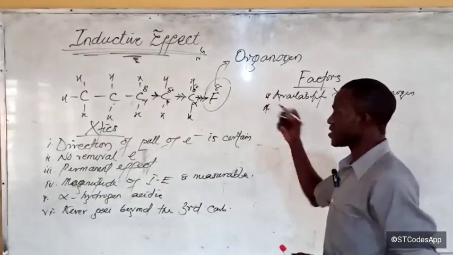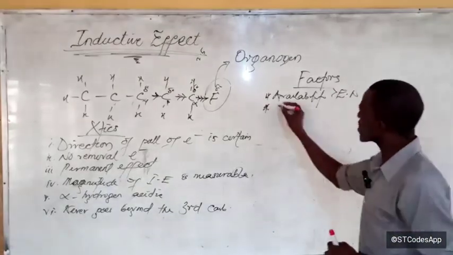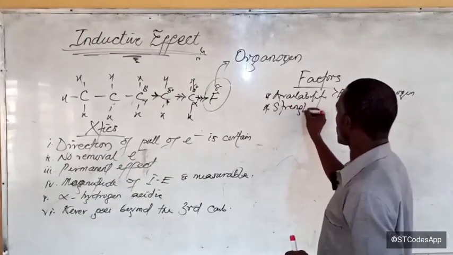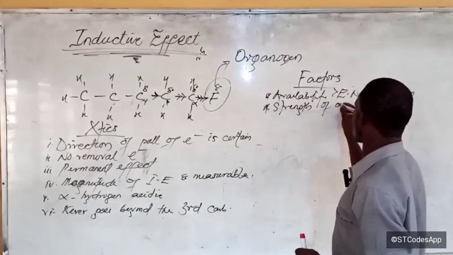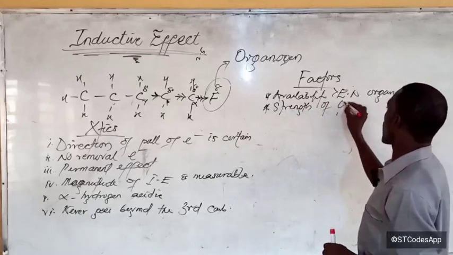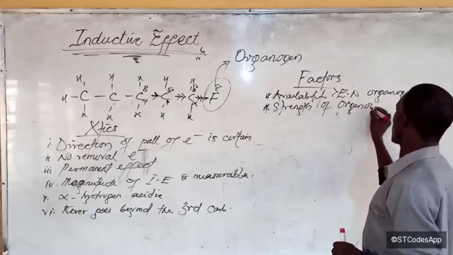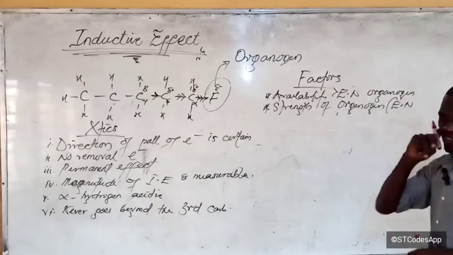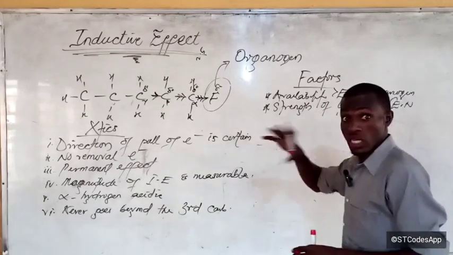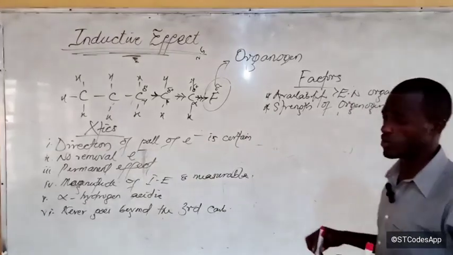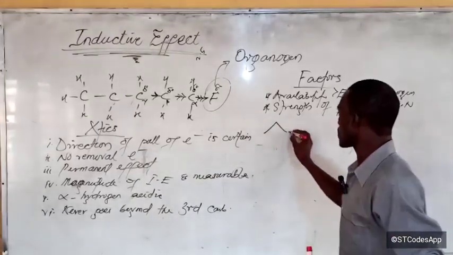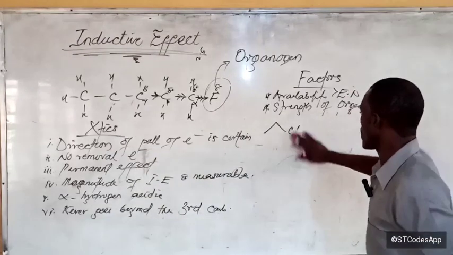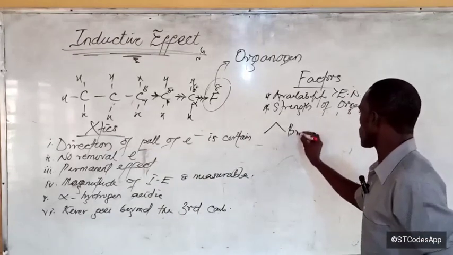Now, the second factor is the strength of the effect of the organogen. By strength, I mean the power, the electronegativity value. So, for example, consider the following molecules. I have this chlorine. Now, let's start with bromine, for example.